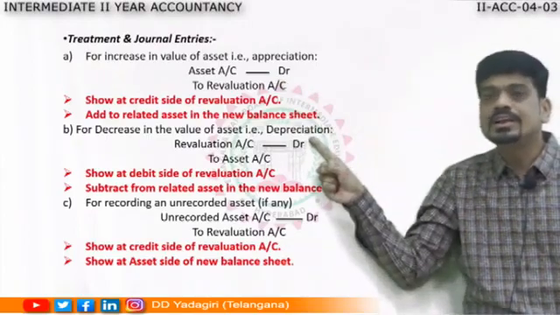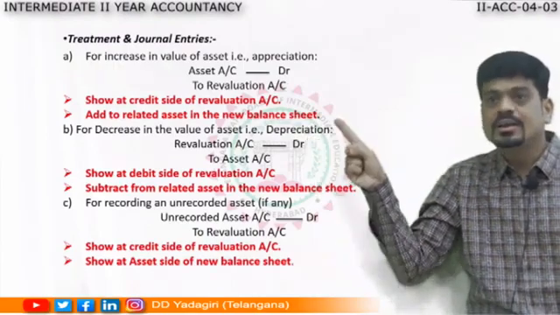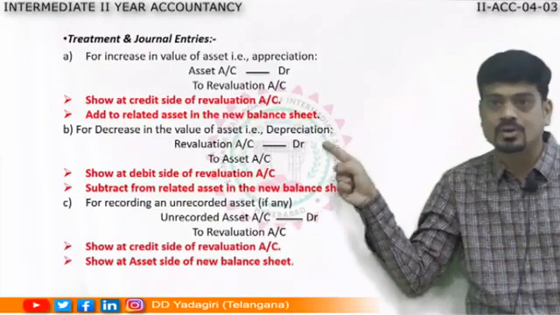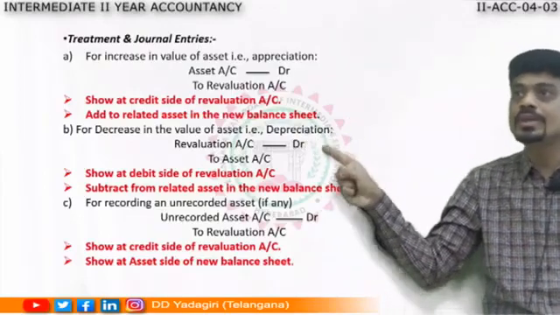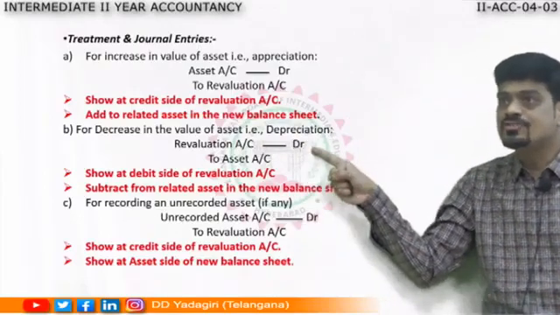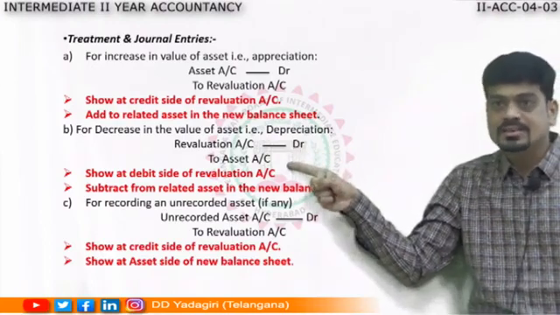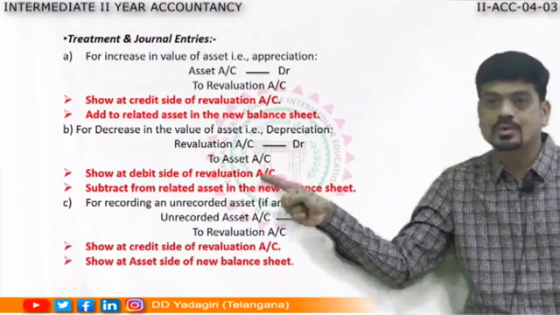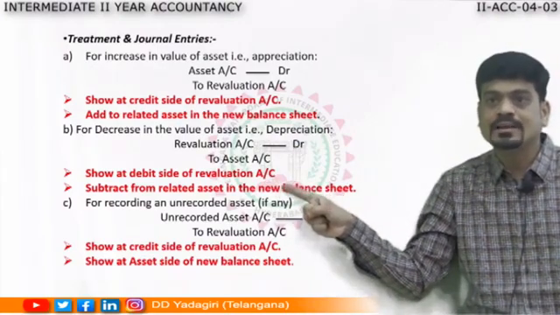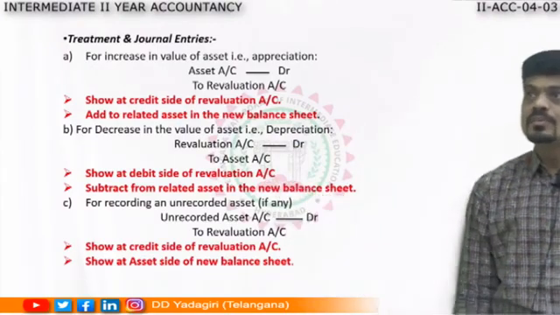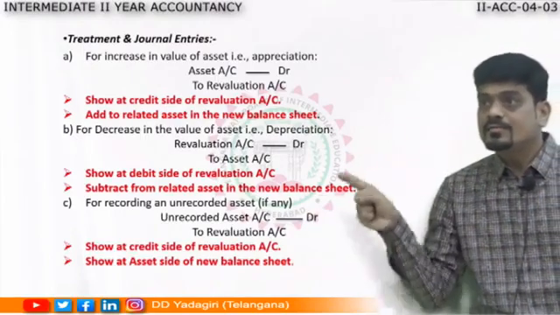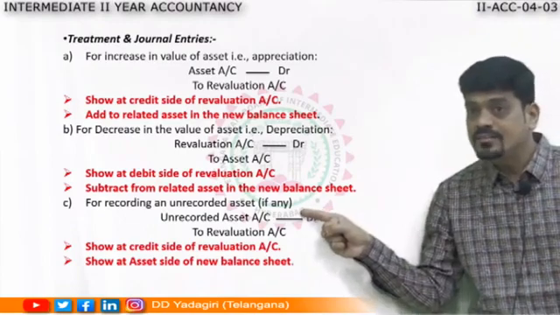Like that, when there is a decrease in value of asset, in the sense depreciation, along with bad debts also you can call here. The entry will be revaluation account debit to asset account. What are the effects? We'll show it on the revaluation account debit side and we'll subtract from the related asset. Simultaneously, please make a note also, dear. Then the third entry. What is the third entry we are telling?